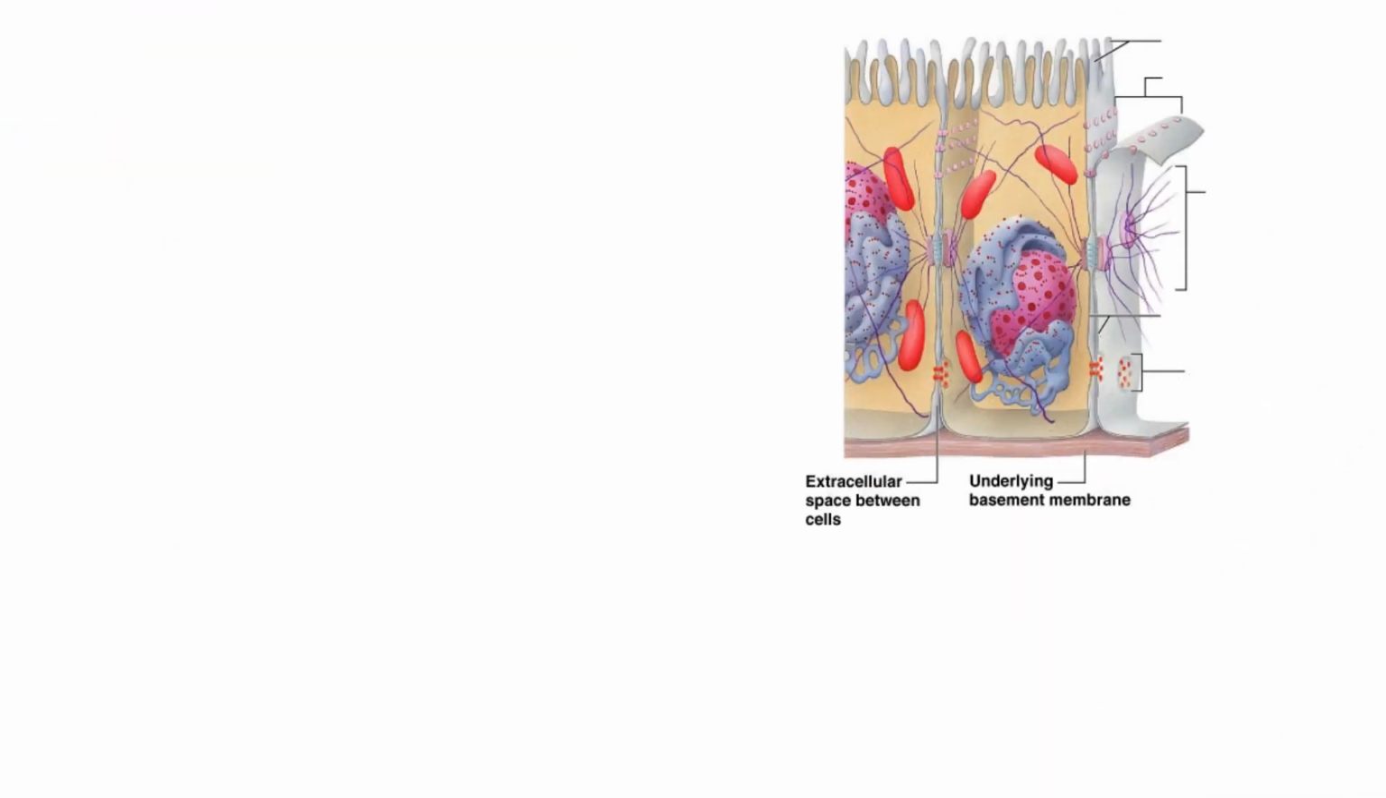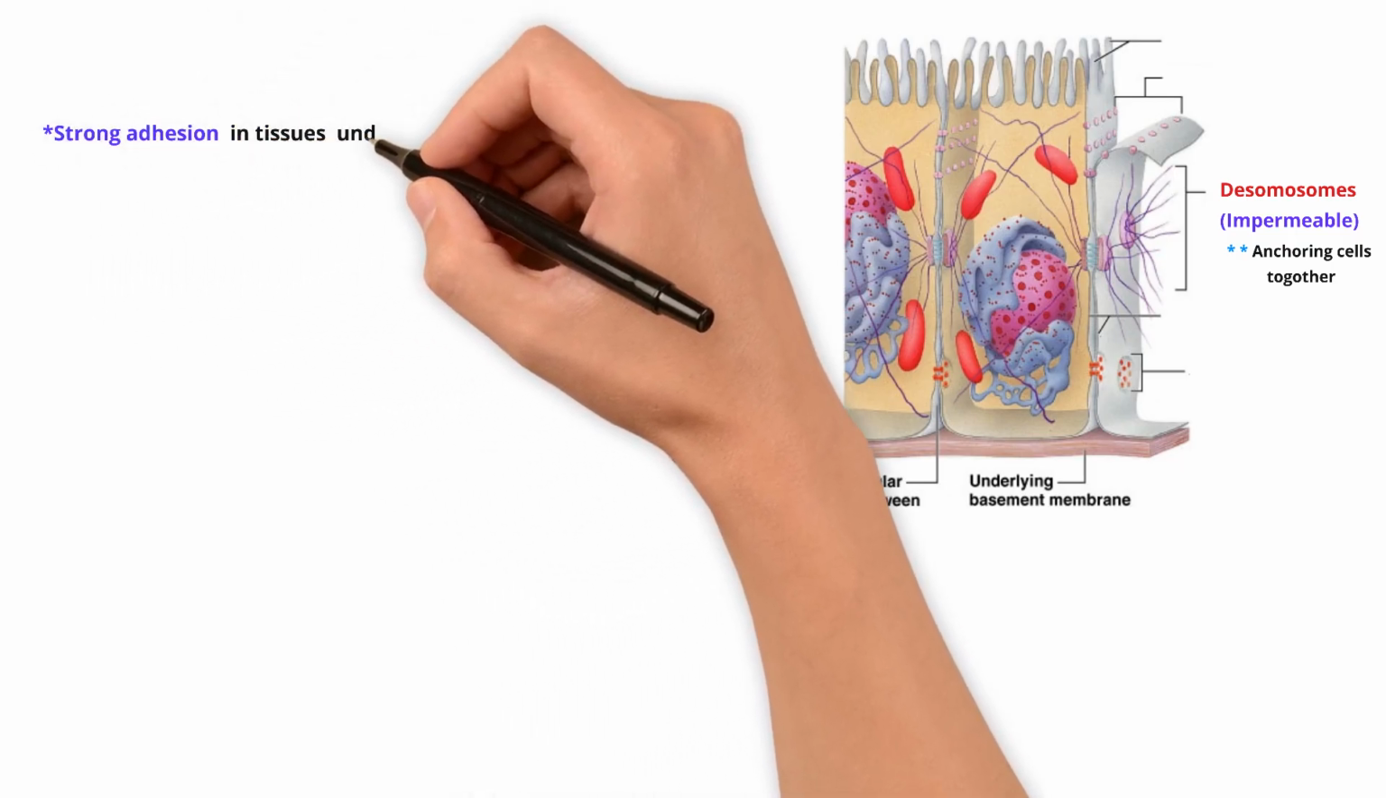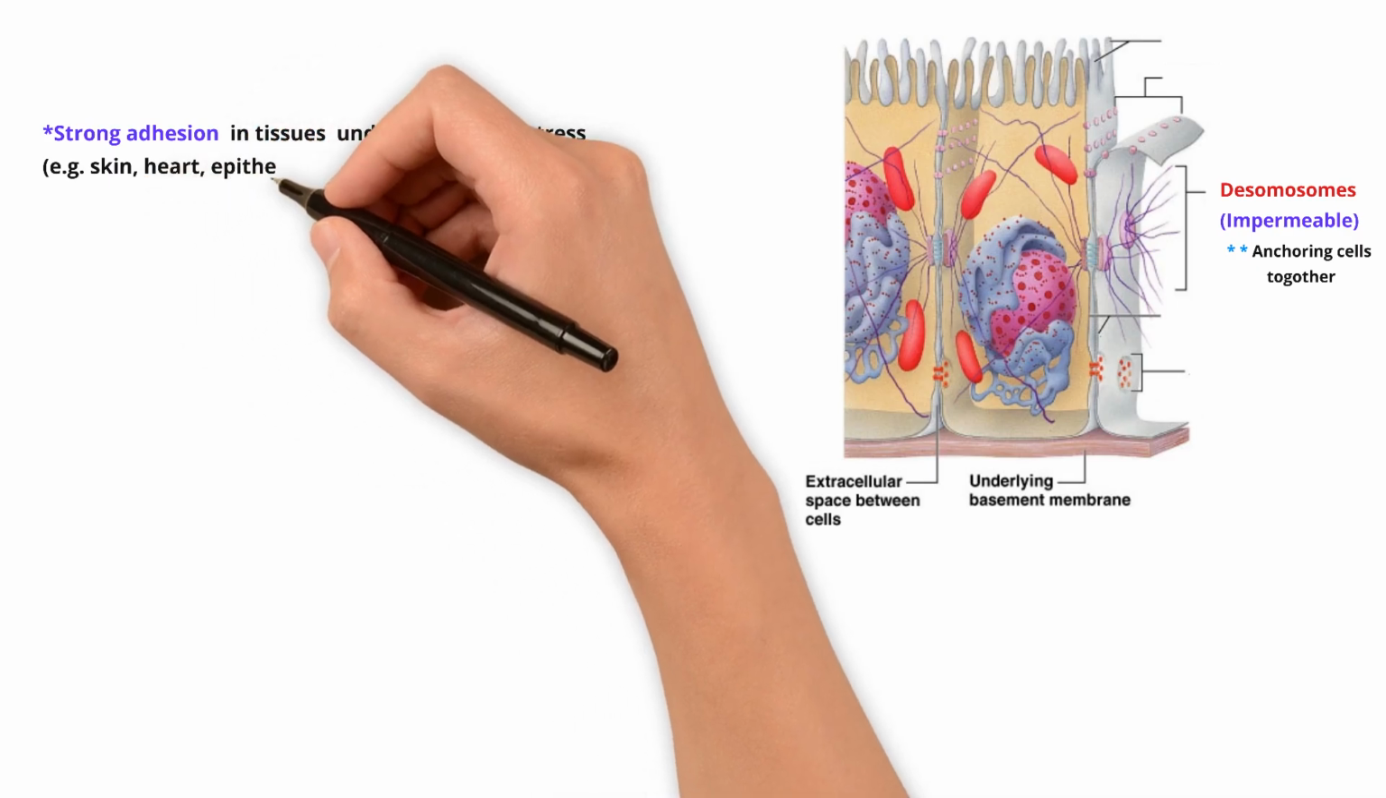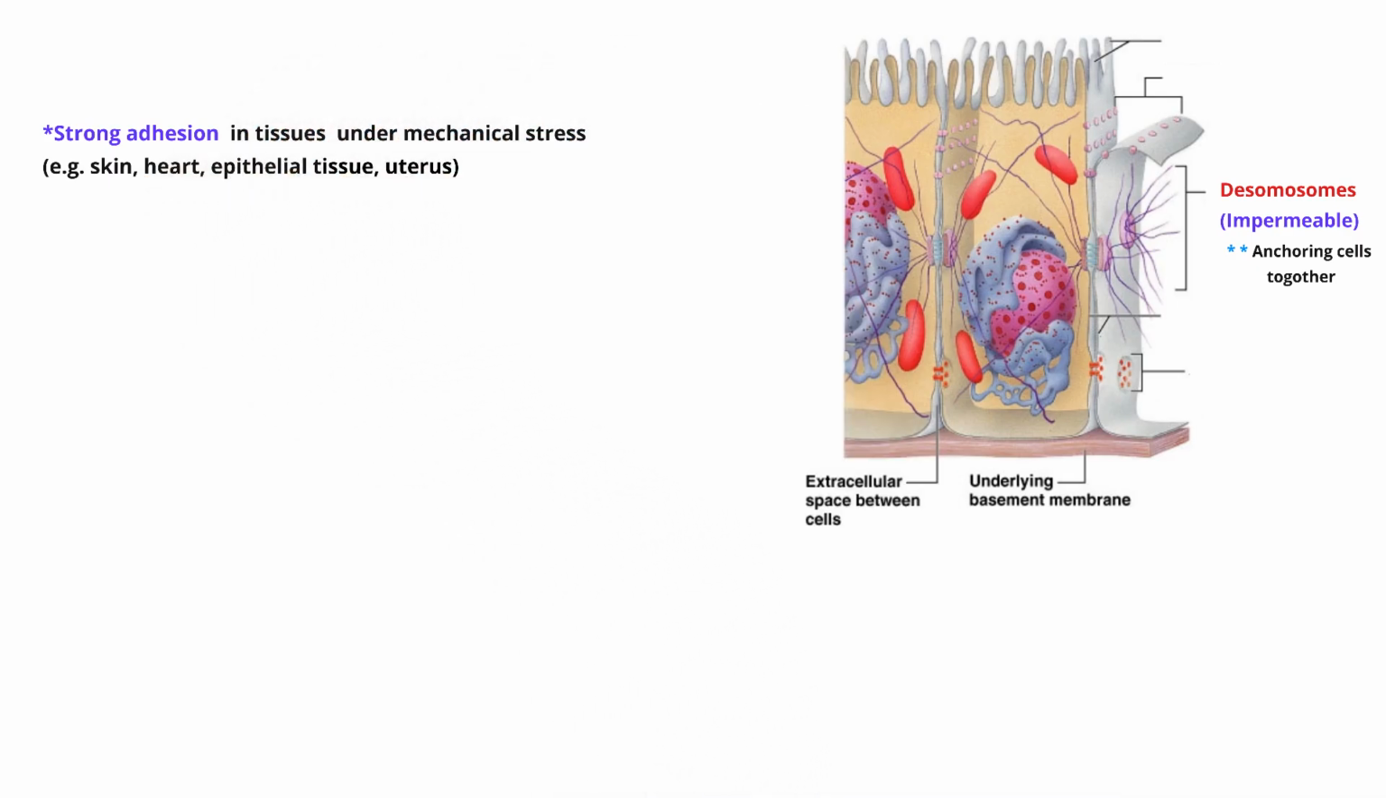The second and common type of junctions between the cells is the desmosomes. Desmosomes are specialized cell-to-cell junctions that provide mechanical strength to tissues by anchoring cells together. These junctions are crucial in maintaining the integrity of tissues which are subjected to high mechanical stress, as in the skin, heart, and uterus.